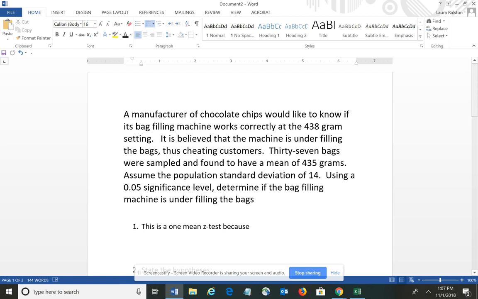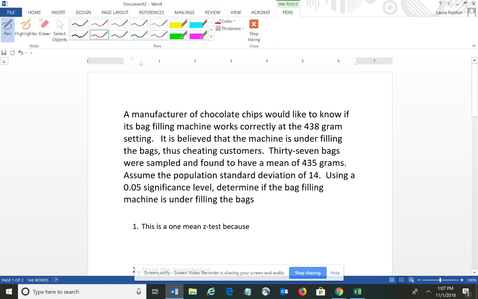So our question reads: a manufacturer of chocolate chips would like to know if its bag filling machine works correctly at the 438 gram setting. It is believed that the machine is underfilling the bags, thus cheating customers. 37 bags were sampled and found to have a mean of 435 grams. Assume the population standard deviation of 14. Using a 0.05 significance level, determine if the bag filling machine is underfilling the bags.